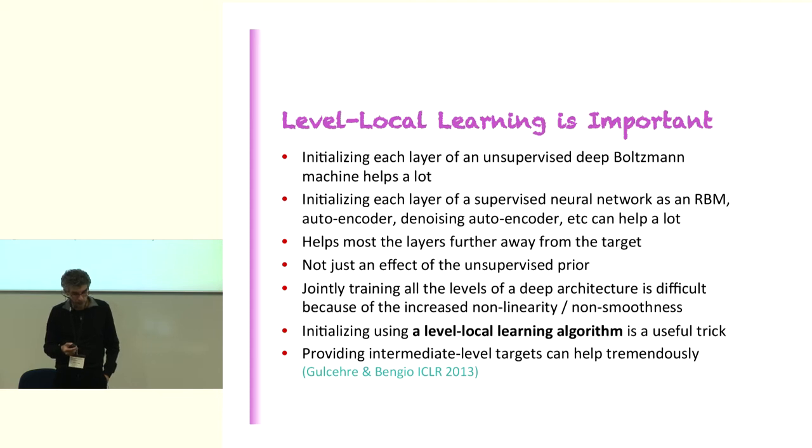So why would that be the case? If you imagine that training a deep architecture is hard from an optimization point of view, and training a shallow one is easy, then if we can get something reasonable for initializing a deep one by optimizing each piece separately, then that's a reasonable thing to do.